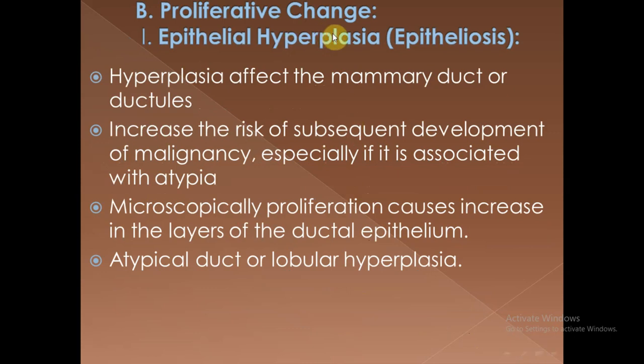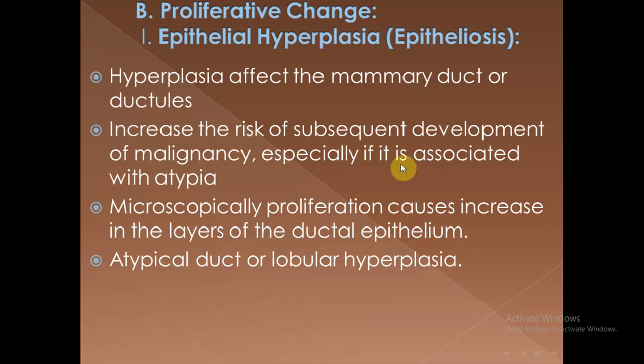Now we come to proliferative change. In the proliferative change, we have epithelial hyperplasia, epitheliosis, or we have the glandular hyperplasia. We have adenosis. Epitheliosis is hyperplasia of the mammary ducts or ductules.